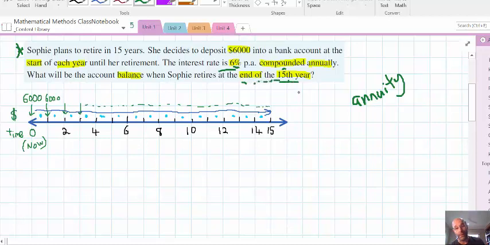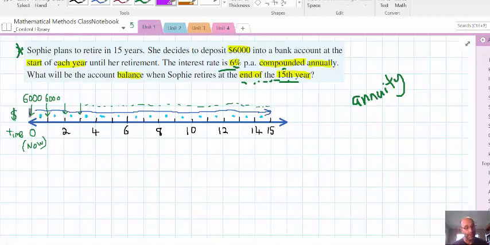Now, the end of the 15th year is a time of 15 years from the start. Because if we look at the light blue dots there, you can see the light blue dots. So that would be the first year. At the end of the first year, you've gone 1 year. At the end of the second year, you've gone a total of 2 years. So at the end of the 15th year, don't get confused, it's not 16, it's 15 years in total.